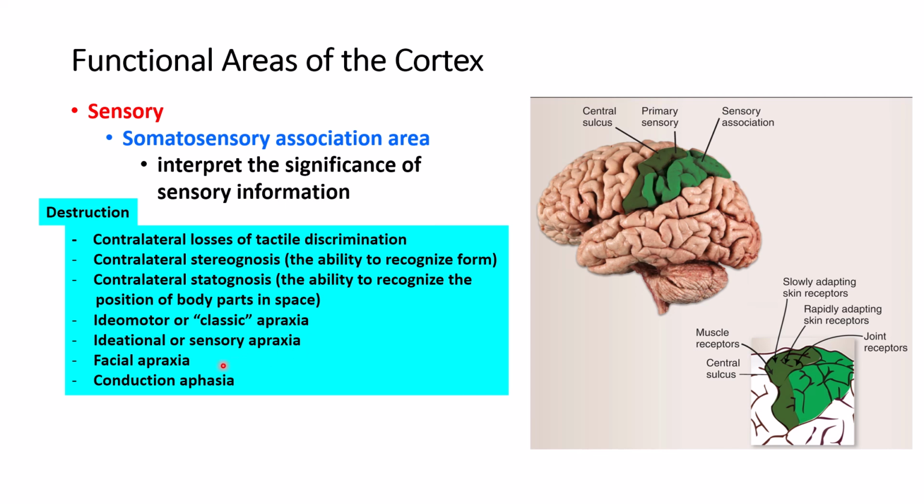Facial apraxia is that the person is not able to move their facial muscles, so they have facial expression problems. And conduction aphasia is also there, and they have difficulty with speech and things like that.